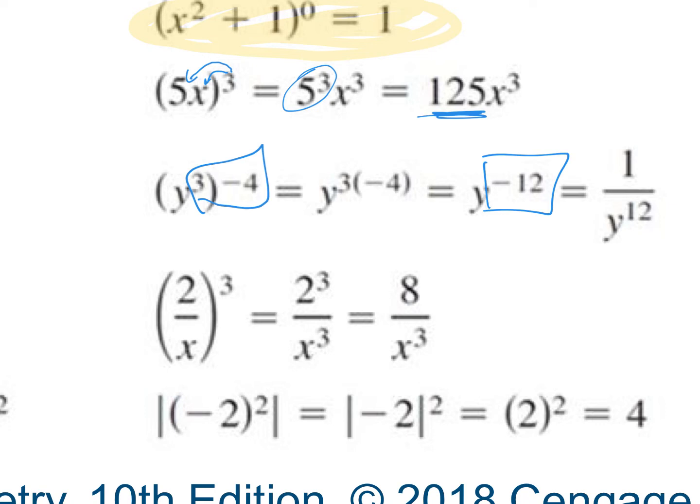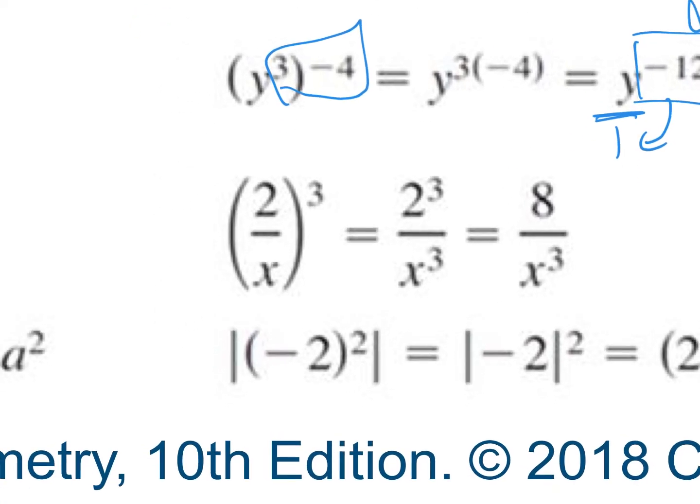Now, why is this right here not simplified? Y to the negative 12? How come I can't just leave it like that? Because it's negative. Because we don't like negative exponents, right? So how do I make a negative exponent become positive? Well, this is really over 1. So we move it down, and I get 1 over y to the 12th. Questions?